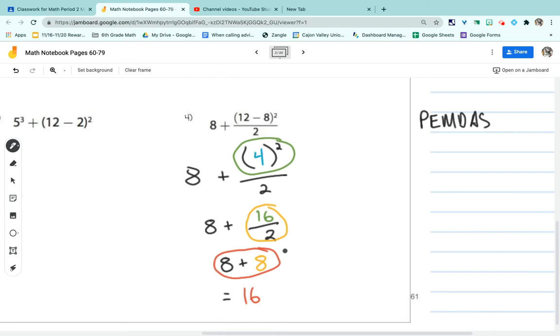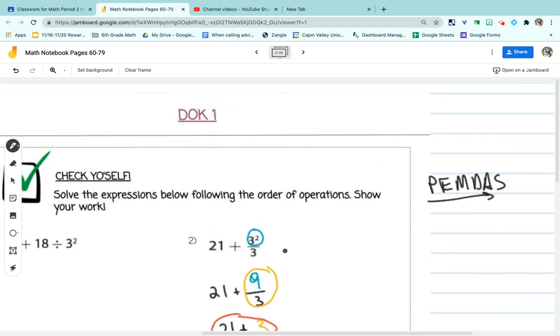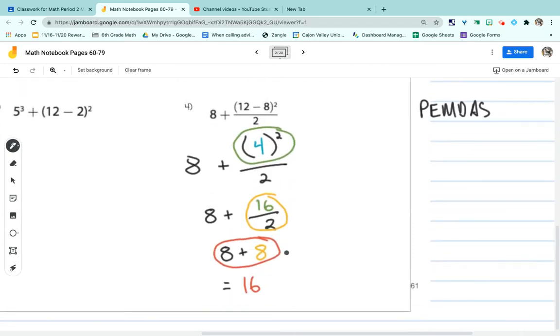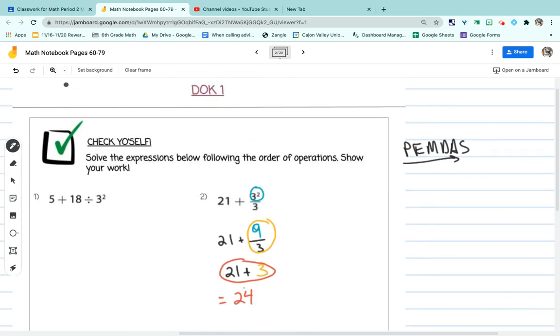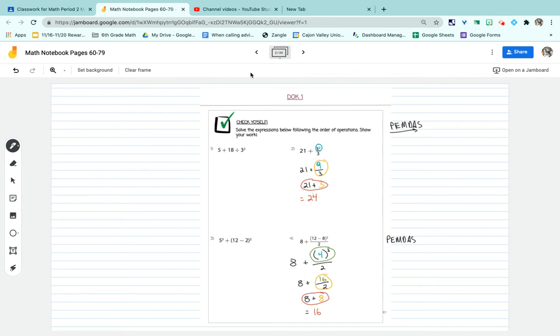Now, these problems aren't difficult as long as you are following the order of operations. I'm going to make another video. Actually, you know what? I'm going to stick with this video. We're just going to go to the next page. So this is page 61. Let me zoom out to fit. There we go. So two problems left for you to do on your own.